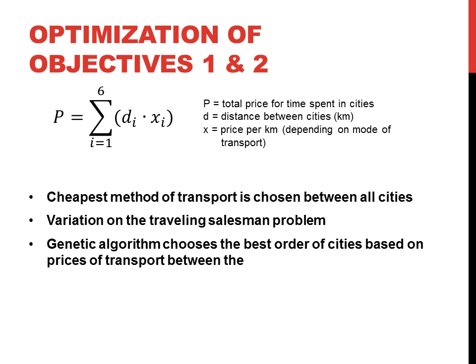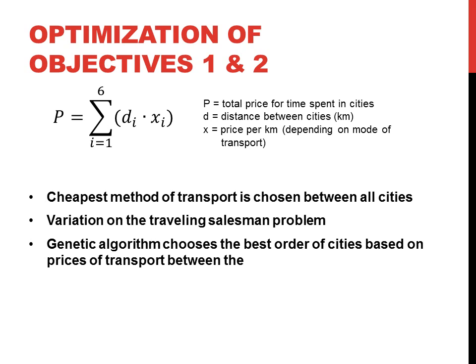To work on the first and second objectives, I set up a function to relate the distance between cities, the price per kilometer depending on the mode of transport, and the overall transportation price. This is a variation on the traveling salesman problem. The goal of the traveling salesman problem is to find the shortest distance to travel visiting each city once and returning to the initial city in between.